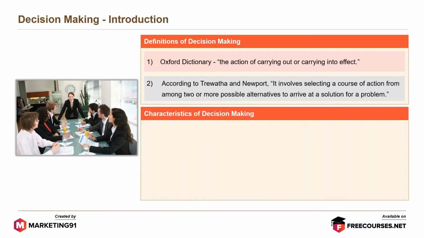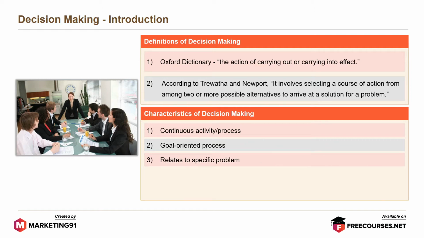Characteristics of decision making: continuous activity or process, goal-oriented process, relates to specific problem, time-consuming activity, and responsible job.